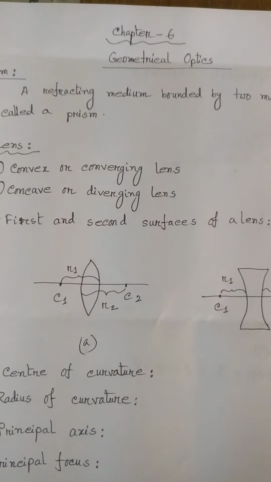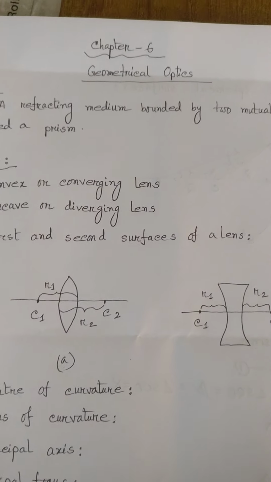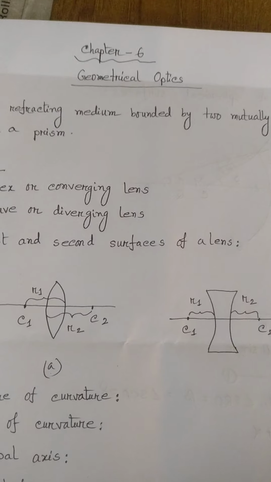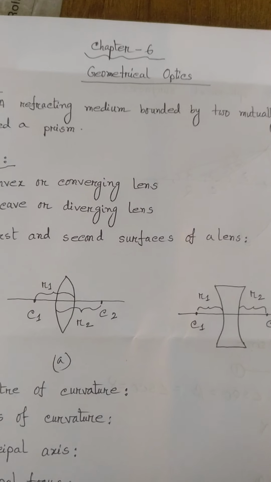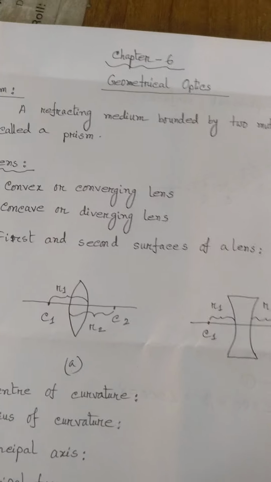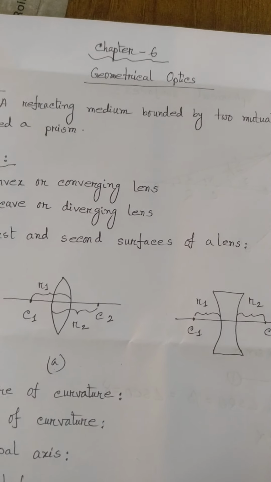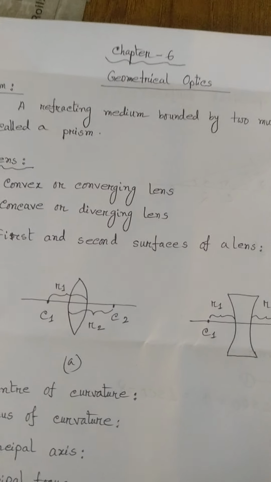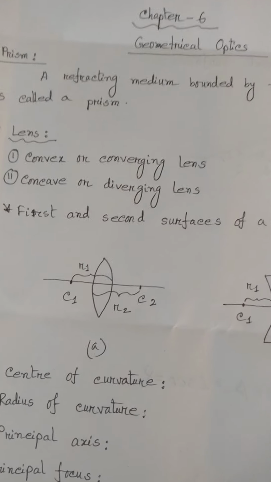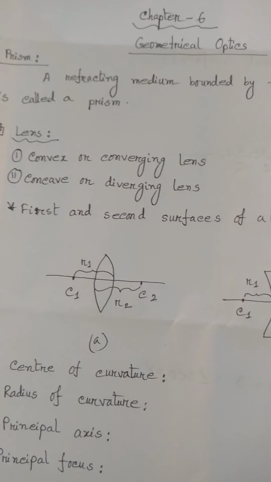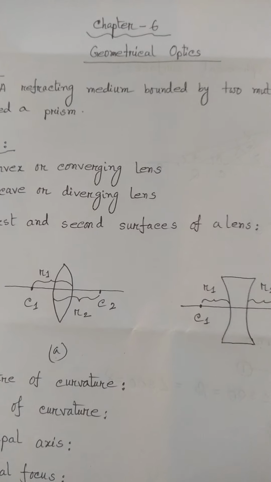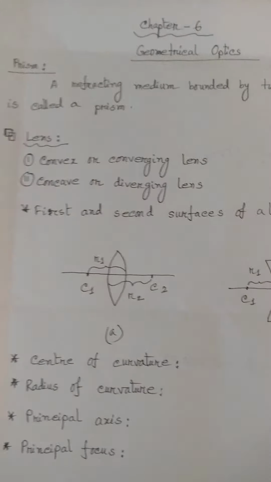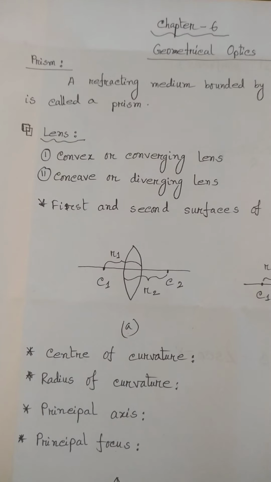What is a lens? Any transparent refractive medium bounded by two spherical surfaces, or one spherical and one plane surface, is called a lens. There are two types of lens. Number one, convex or converging lens. Number two, concave or diverging lens. These two types of lens we will discuss.